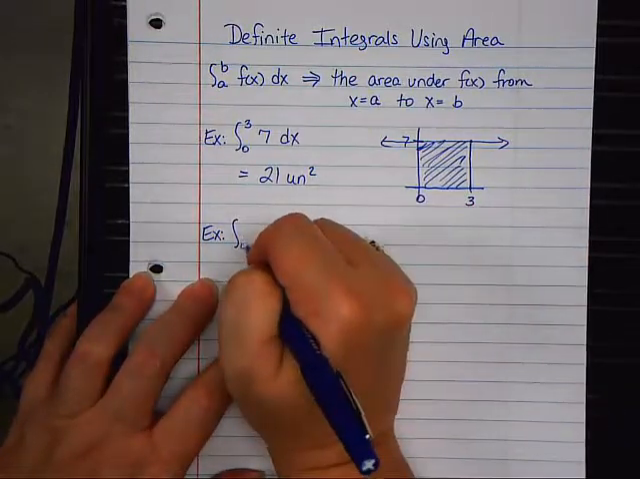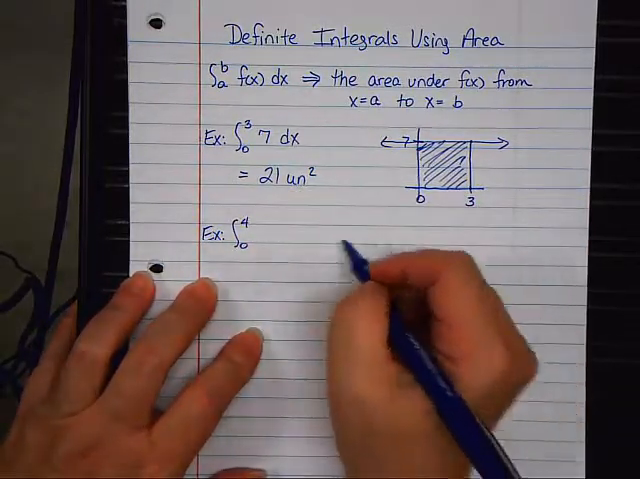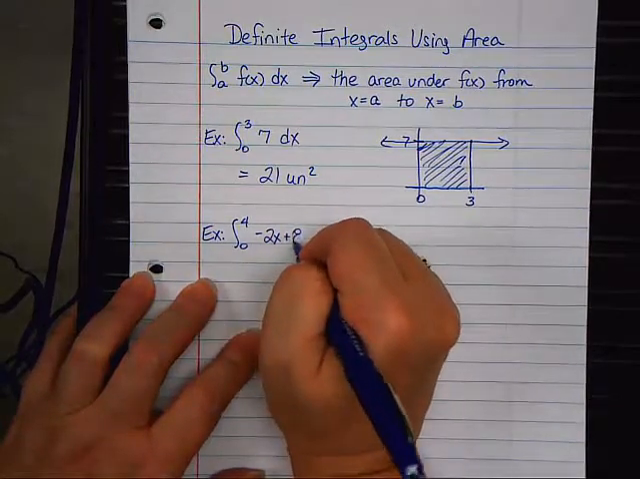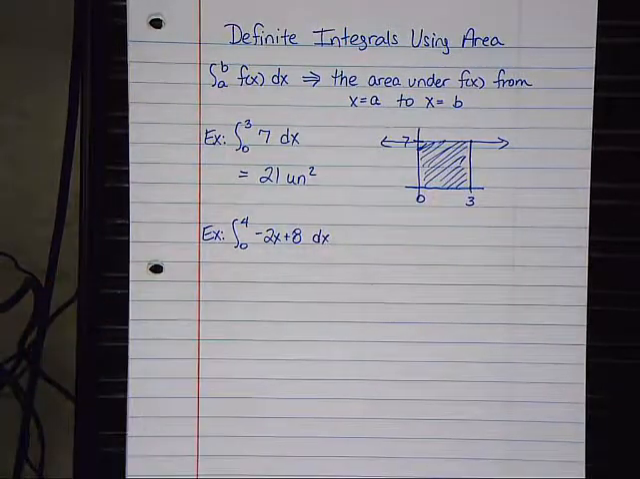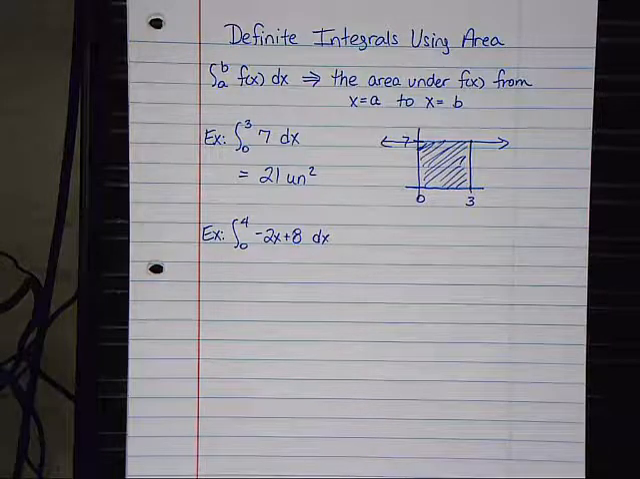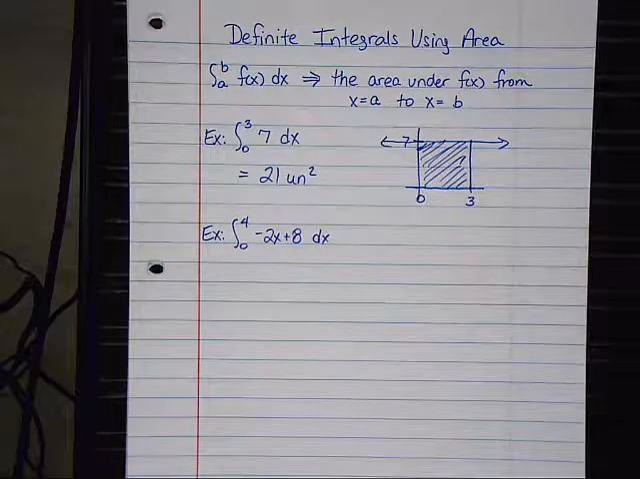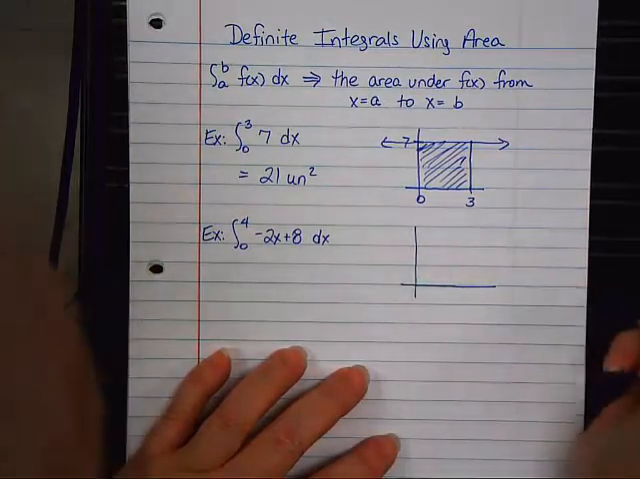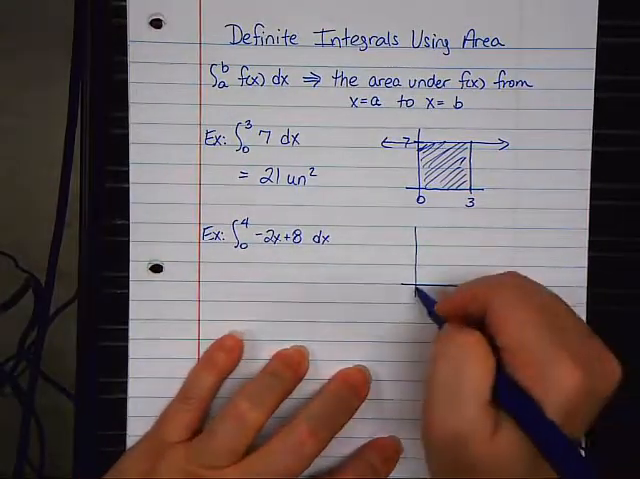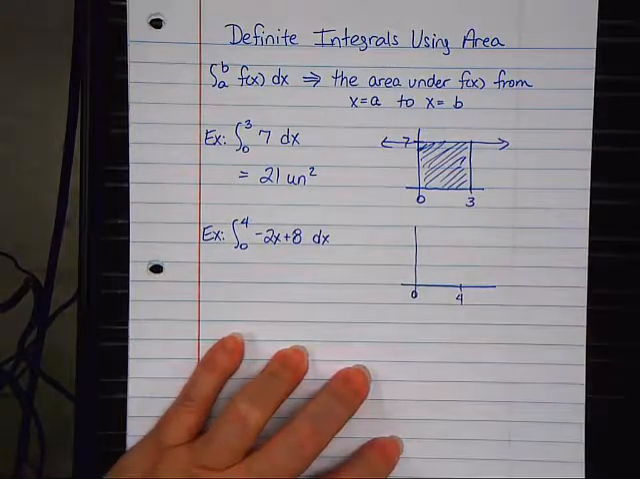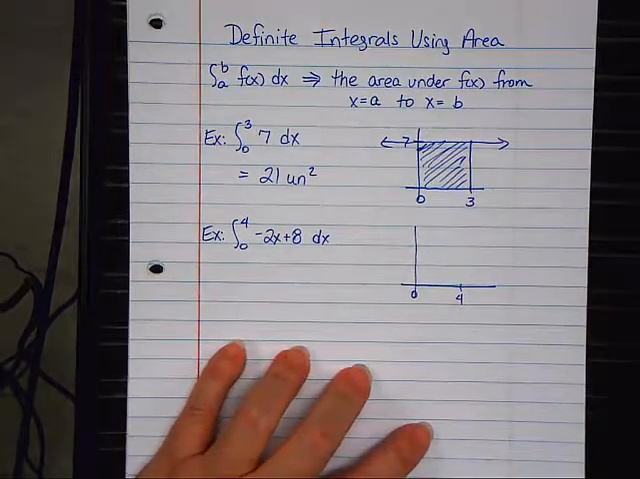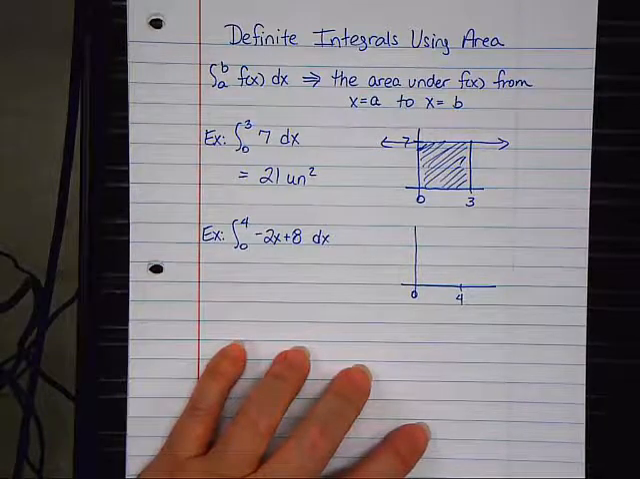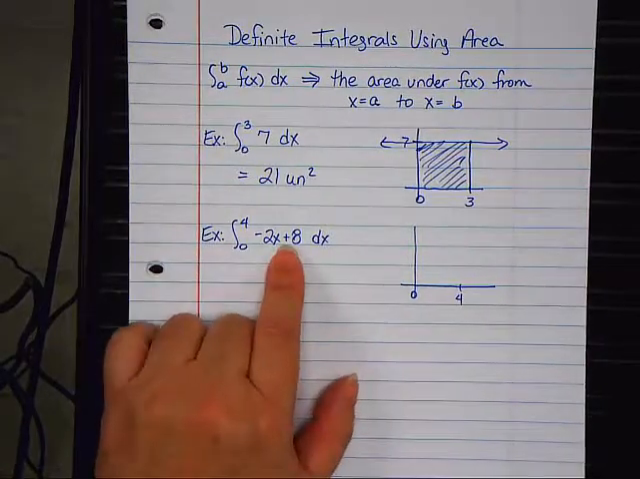The integral from 0 to 4 of negative 2x plus 8 dx. Are we only in quadrant 1 again? Yes, because it goes from 0 to 4. So that's quadrant 1. So I'm going to label 0 and 4. I don't care how far over you go. Okay, got the 0 and the 4 taken care of.